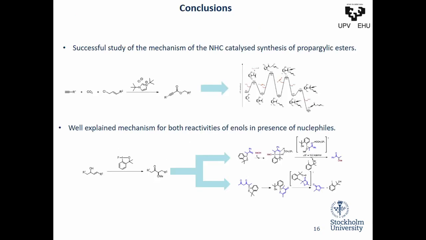So in conclusion, the first reaction with the formation of propargylic ester catalyzed by NHC has been well studied, and we can explain how the reaction is going and why some substrate give lower yield. And this is good insight for choosing substrate with which the reaction will work. And for the second project, we could explain the role of the hypervalent iodine and how the methanol can react to give the alpha methoxy ketone, and why the TFE is important.